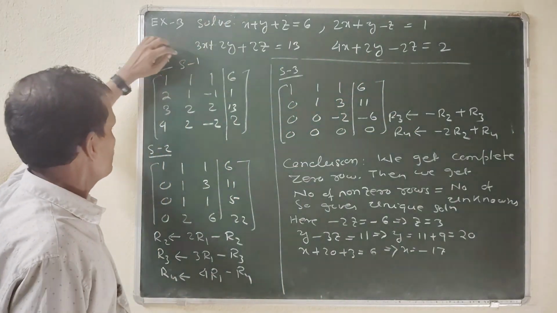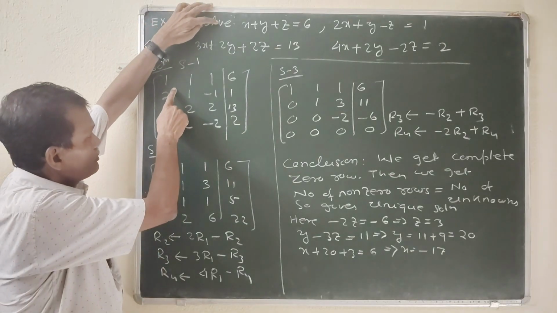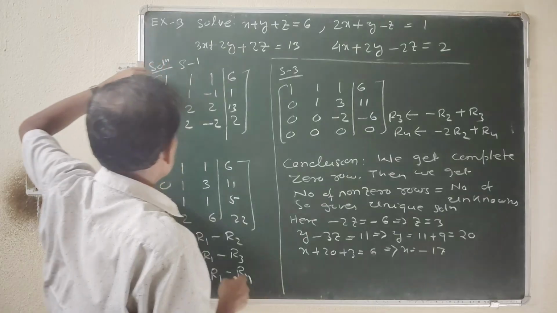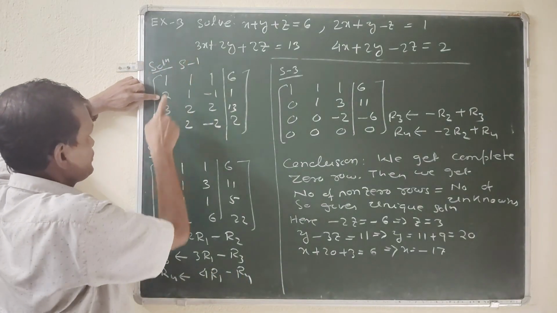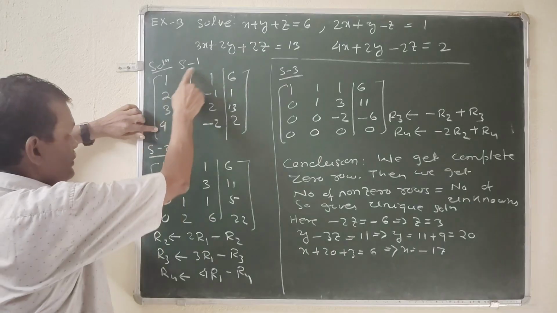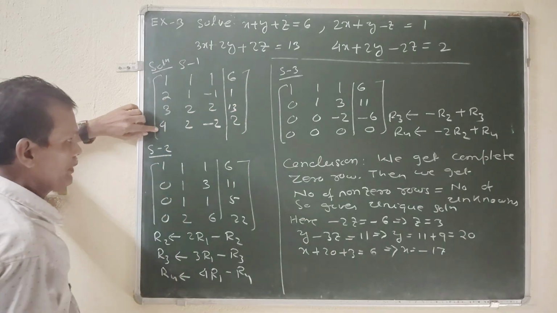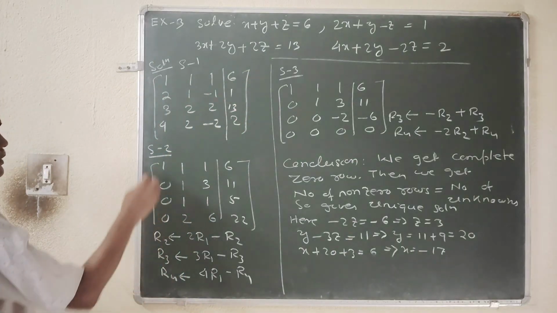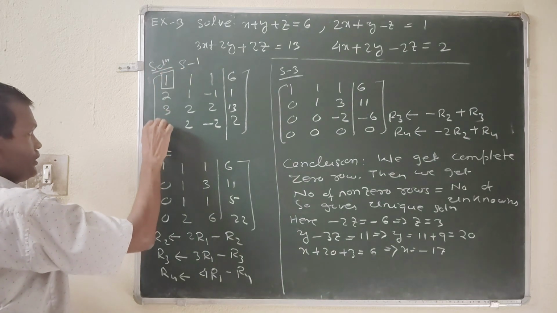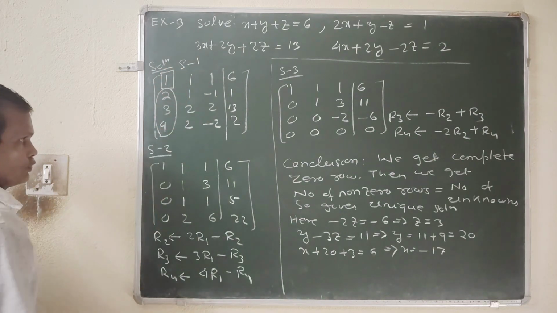From this system of equations, this is our first matrix row. For this equation, this is our second row. For this equation, this is our third row. For this equation, this is our fourth row. So by this we constitute the coefficient matrix. Then in this coefficient matrix, this is our pivot element, and by using that we will make this as 0.